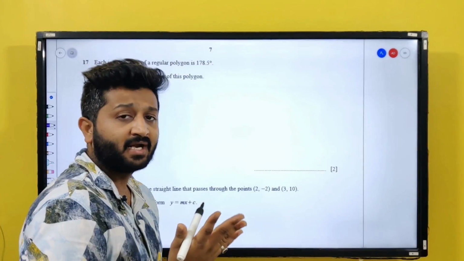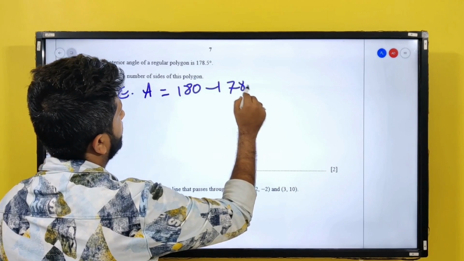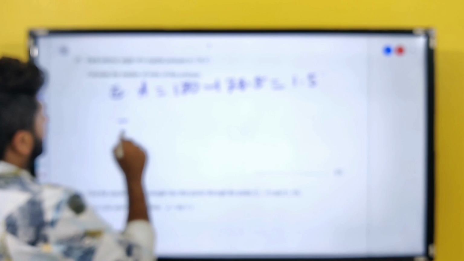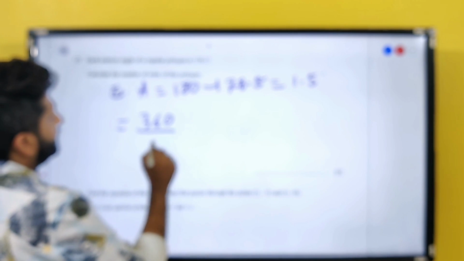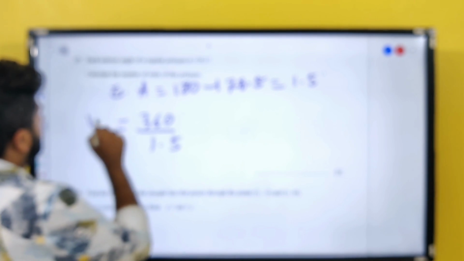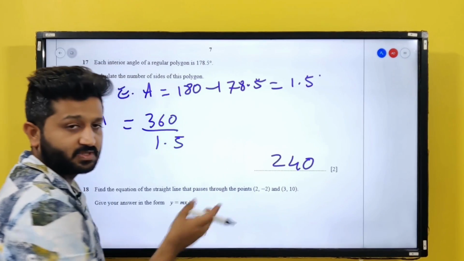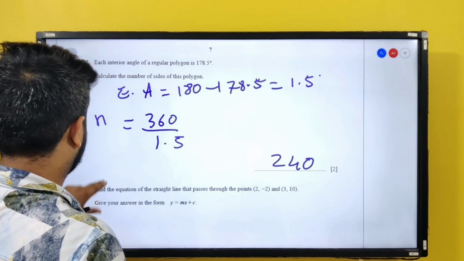Next. Each interior angle of a regular polygon is 178.5 degrees. Find the number of sides. Okay. You know that when you add the interior angle and the exterior angle, the total is 180. So if your interior angle is 178.5, your exterior angle is going to be 180 minus 178.5, which is 1.5 degrees. And 360 divided by each exterior angle is going to give you the number of sides, which is 240.